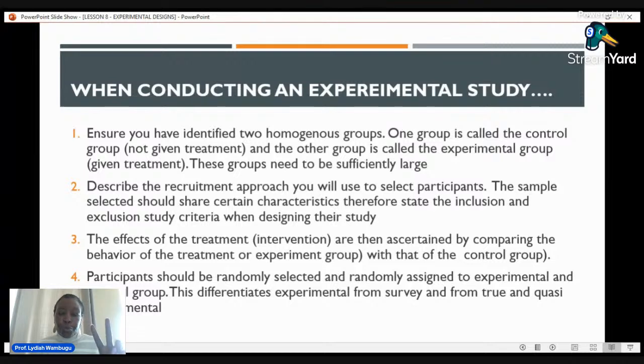And these two groups, one is called control. That is the group that is not given the treatment, and the other one is called experimental. This is the group that is given the treatment. And the other point to note is these groups need to be sufficiently large.